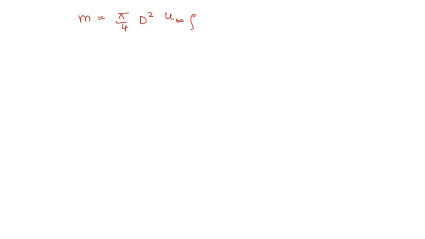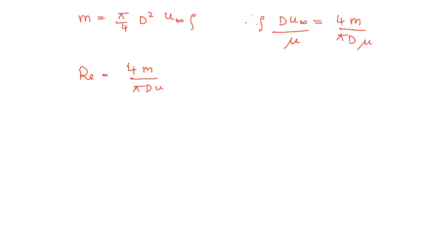Therefore, we can use this equation as rho into d u infinity by mu, which is equal to 4 into mass flow rate divided by pi d mu. So hence the Reynolds number Re is equal to, if you check very carefully on both sides, 4 times mass flow rate divided by pi d mu.